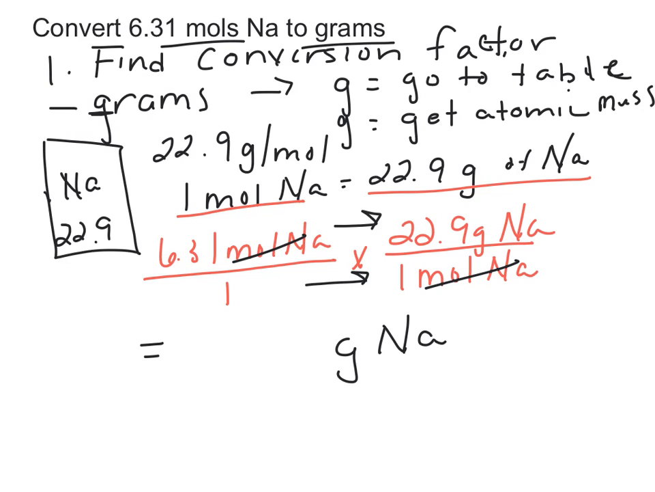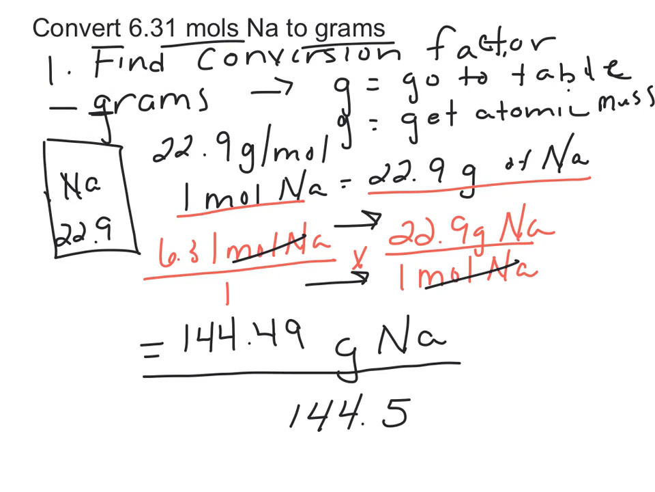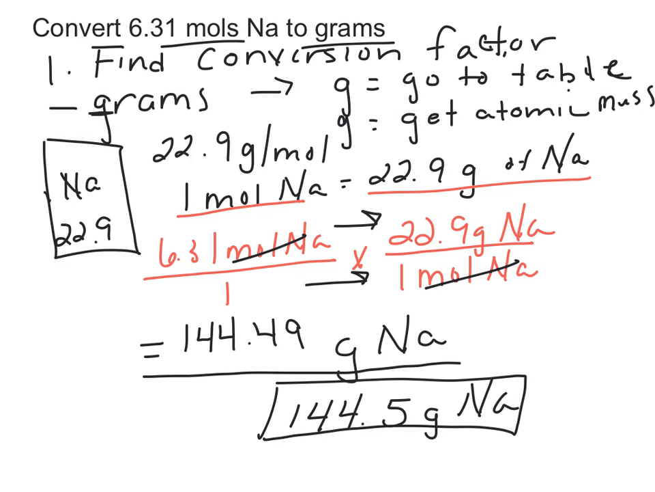And in this case, the answer is 144.49 grams sodium. There you go. Now remember, you're not done. You have to look at your significant figures. This one only has 1 decimal place right here. So I'm going to round this one to 1 decimal place, and my new and improved answer is going to be 144.5 grams of sodium. And this is the answer that you box in. Pretty simple.